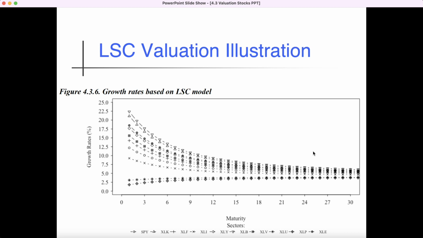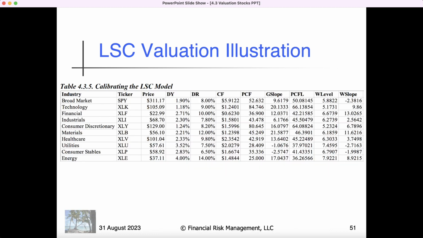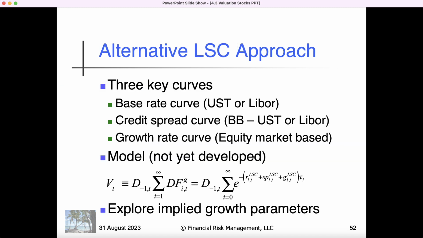With that, we can come up with a whole suite of growth rates based on the LSC model, as well as forward rates based on the LSC model. This is particularly useful in trying to understand the stochastic behavior of different sectors of equities across time and how these things change. It will give insights into the risk and expected returns of different sectors. The particular R code generates an enormous amount of output where you can do this sort of analysis and appraisal of the different factors related to this model.